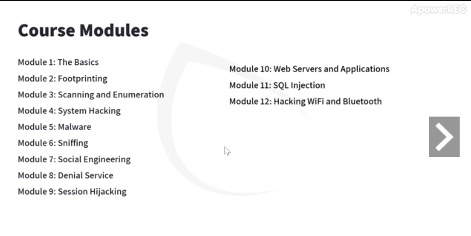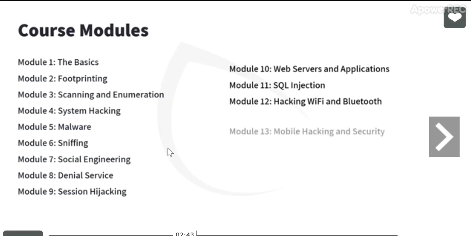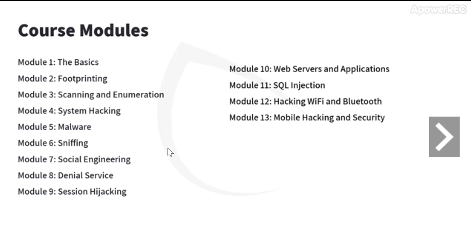Module 12, we jump into Wi-Fi, so basically hacking Wi-Fi or Bluetooth, and we talk a lot about wireless networks. Module 13, we go into our mobile section, so mobile hacking and security. We talk about different operating systems, so Android, iOS, common attacks for each one, and then also some of the tools that we can use for those attacks. Module 14, we have intrusion detection and prevention systems, firewalls, and honeypots.